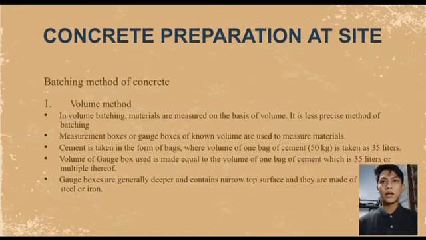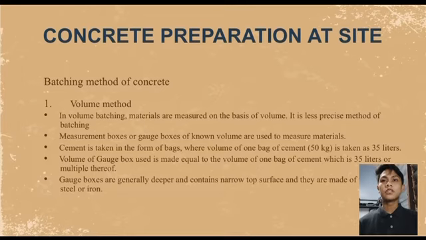For volume method, in volume batching, materials are measured on the basis of volume. It is a less precise method of batching. Measurement boxes or gauge boxes of known volume are used to measure materials. Cement is taken in the form of bags, where the volume of one bag of cement, which is 50 kg, is taken as 35 liters. The volume of the gauge box used is made equal to the volume of one bag of cement, which is 35 liters, or multiples thereof.